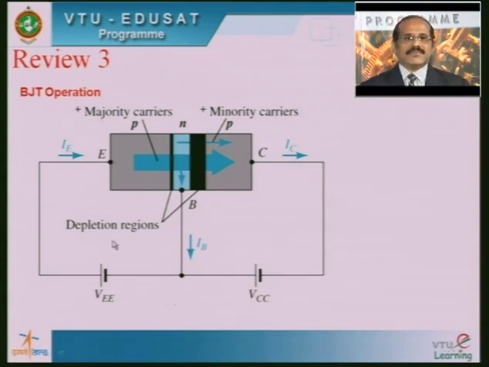We have also seen in the last class the operation of the bipolar junction transistor. As you can see in this slide, we have a PNP transistor. The P forms the emitter, the N layer is the base region, and the extreme right hand side P layer forms the collector. The emitter, the P layer, is connected to the positive terminal of VE with reference to the base, and similarly the collector, the P layer, is connected to the negative terminal of VCC with reference to the base. Therefore, the emitter base junction is forward biased, whereas the collector base junction is reverse biased.